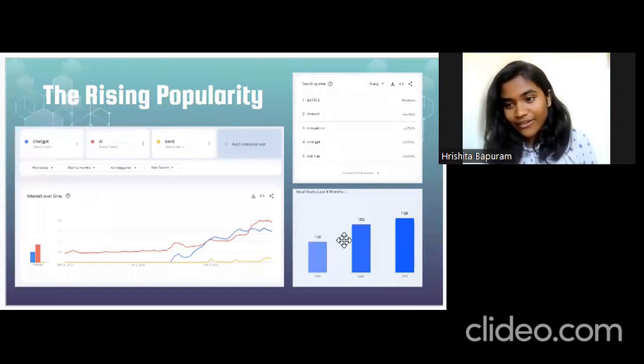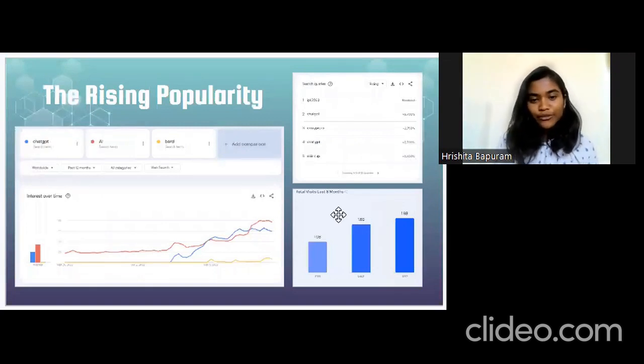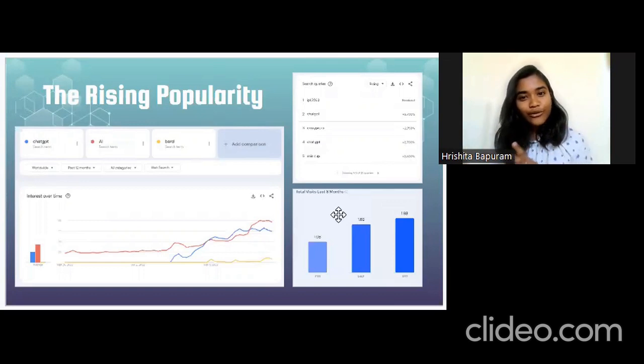And the last graph here is from a website called SimilarWeb, and it shows the month-on-month increase in the number of people using chat.openai.